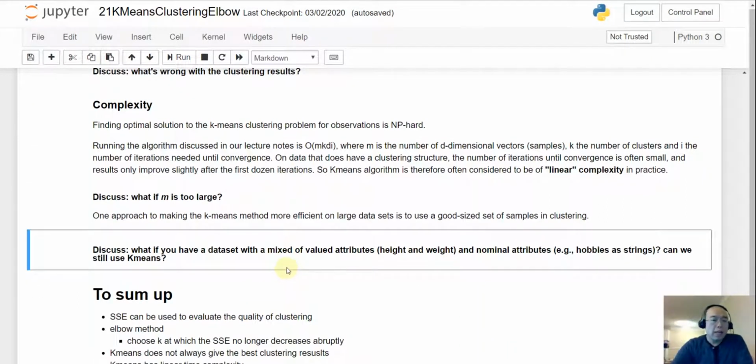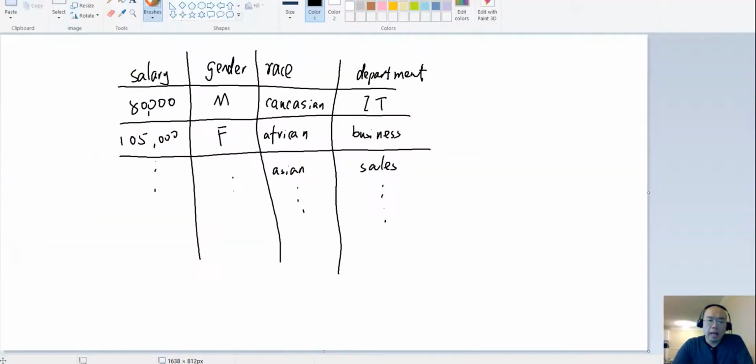So what if you have a dataset with mixed attribute values, height and weight, and then nominal features, like strings? Can we still use k-means? Let me give you another example.